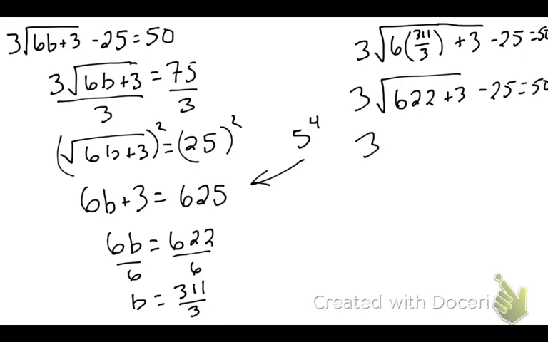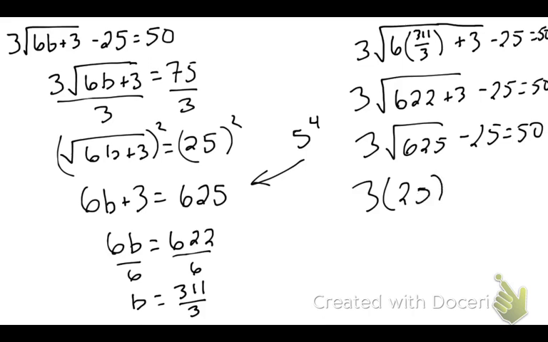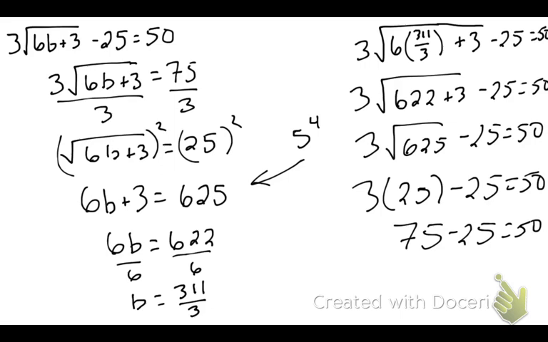622 plus 3 is 625, and as we just talked about, 625 is 25 squared. So the square root of 625 is just 25. And 3 times 25 is 75, and 75 minus 25 is 50. So this checks out, and that odd number is our solution. Let's look at another one.